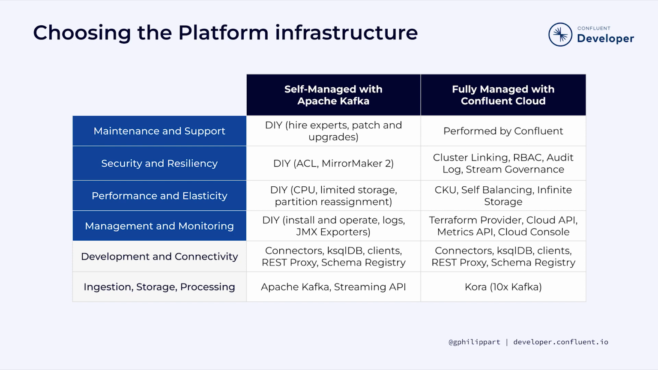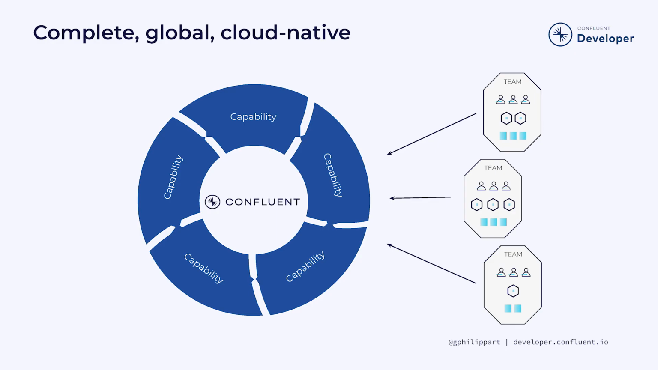maintaining the infrastructure. So consider all these roadblocks when opting to manage Apache Kafka yourself. Confluent Cloud comes with a lot of features which make it easier to create a global, complete, and cloud-native data streaming platform which is well-governed and fully managed.